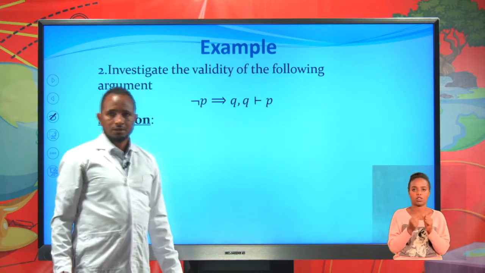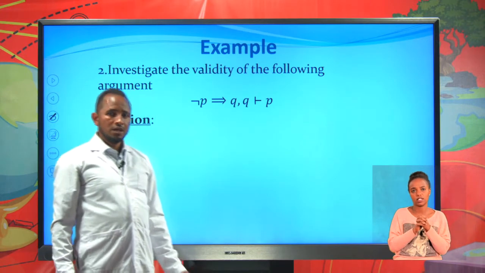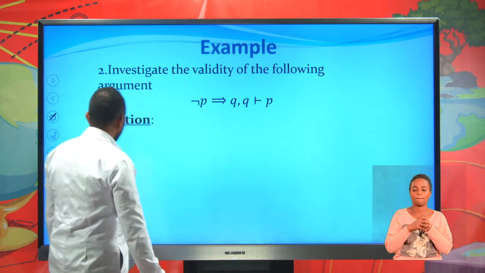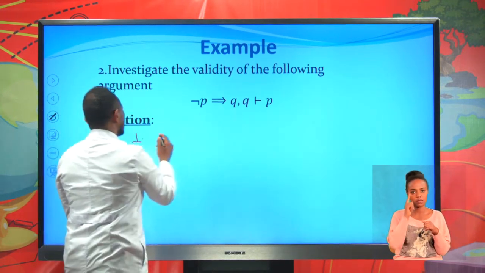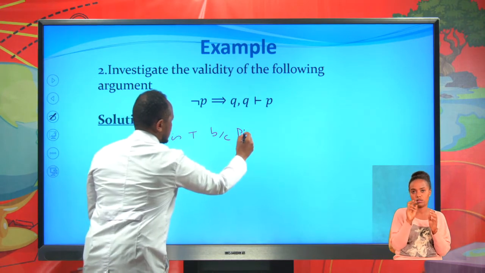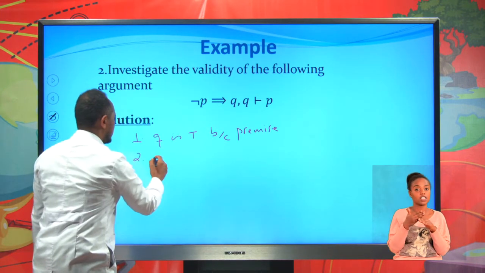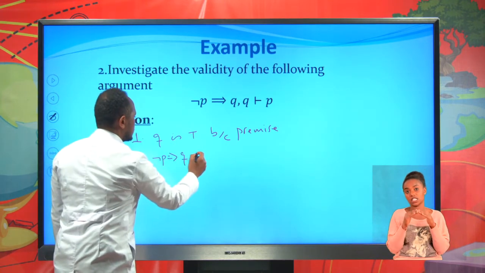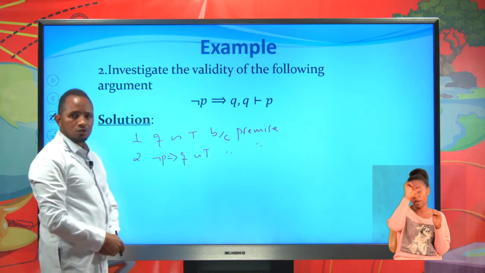Let's see this one. Investigate the validity of this argument. Here it says, negation of P implies Q, and Q, gives the conclusion P. So, first, you assume the premises to be true. One, let's start from this single statement Q. Q is true because it is a premise. Now, second, negation of P implies Q is also true with the same reason. Both are premises, so we assume them to be true.